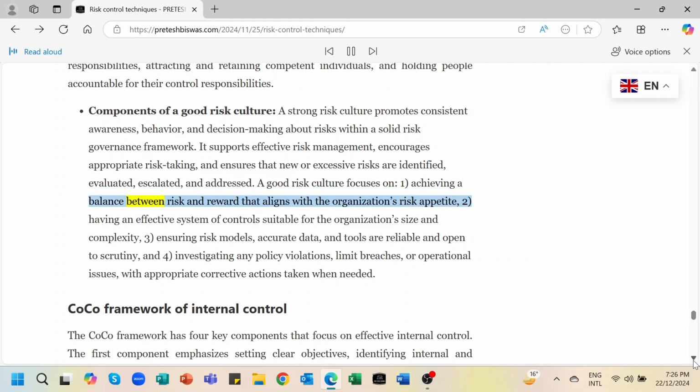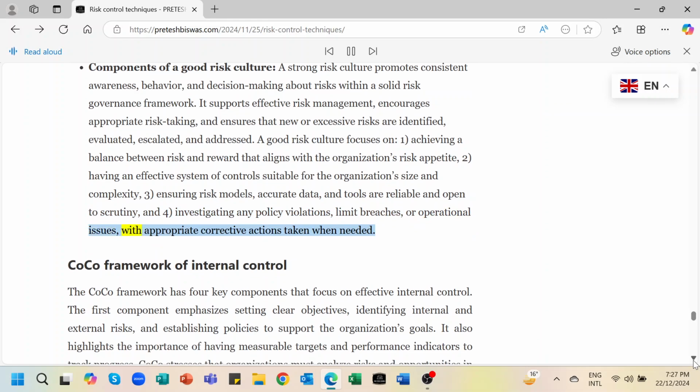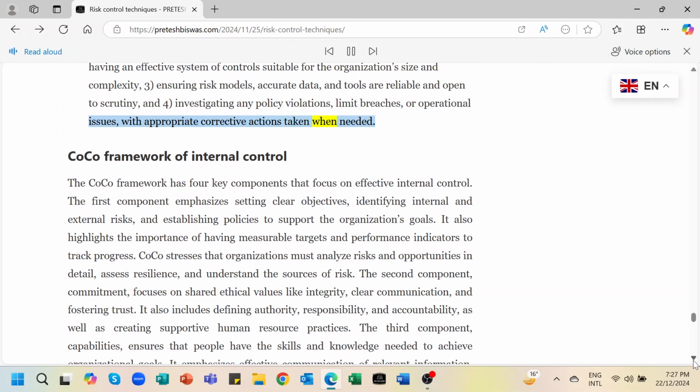Achieving a balance between risk and reward that aligns with the organization's risk appetite. 2. Having an effective system of controls suitable for the organization's size and complexity. 3. Ensuring risk models, accurate data, and tools are reliable and open to scrutiny. And 4. Investigating any policy violations, limit breaches, or operational issues, with appropriate corrective actions taken when needed.